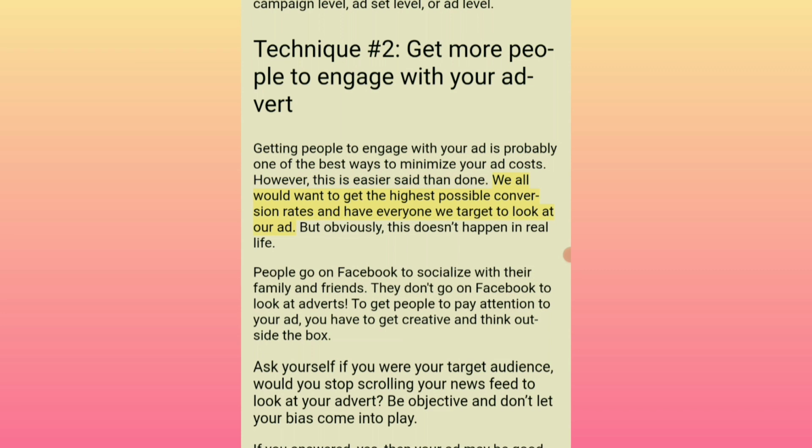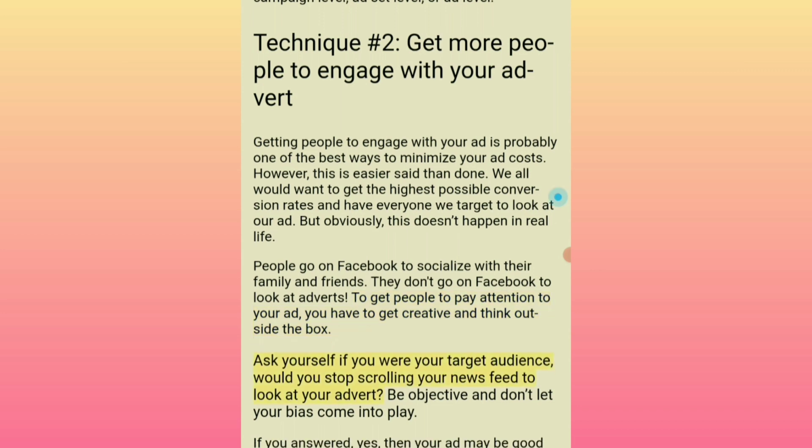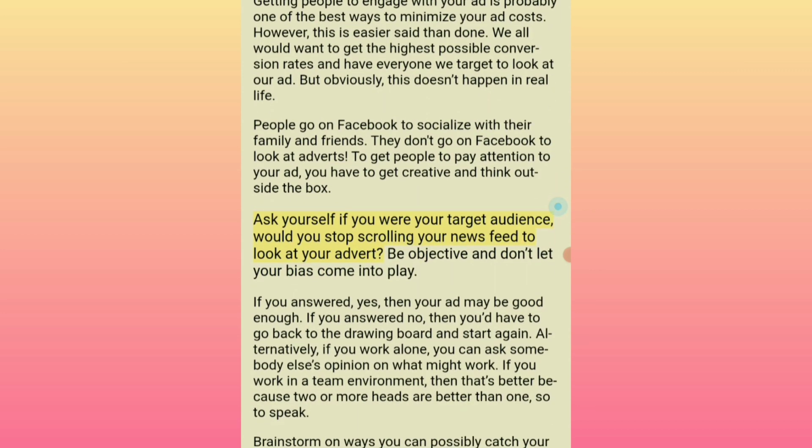People go on Facebook to socialize with their family and friends. They don't go on Facebook to look at adverts. To get people to pay attention to your ad, you have to get creative and think outside the box. Ask yourself, if you were your target audience, would you stop scrolling your news feed to look at your advert? Be objective and don't let your bias come into play. If you answered yes, then your ad may be good enough. If you answered no, then you'd have to go back to the drawing board and start again.